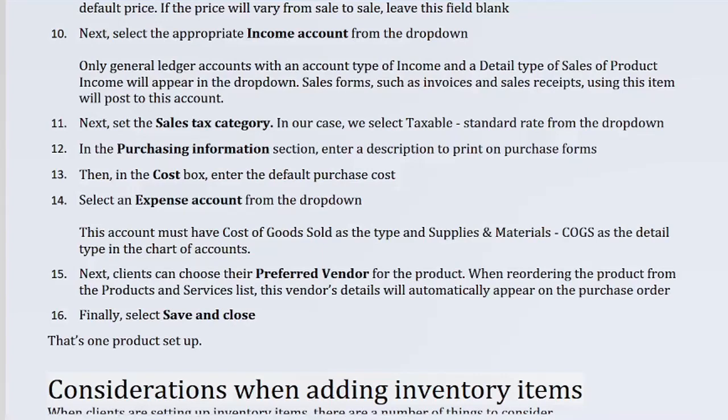In the purchasing information section, enter a description to print on purchase forms. Then, in the cost box, enter the default purchase cost. Select an expense account from the drop-down. This account must have cost of goods sold as the type and supplies and materials COGS as the detail type in the chart of accounts. Next, clients can choose their preferred vendor for the product. When reordering the product from the Products and Services list, this vendor's details will automatically appear on the purchase order. Finally, select Save and Close. That's one product setup.